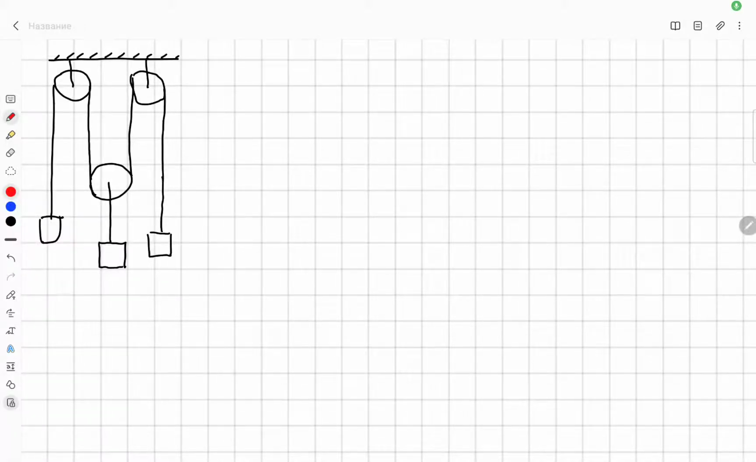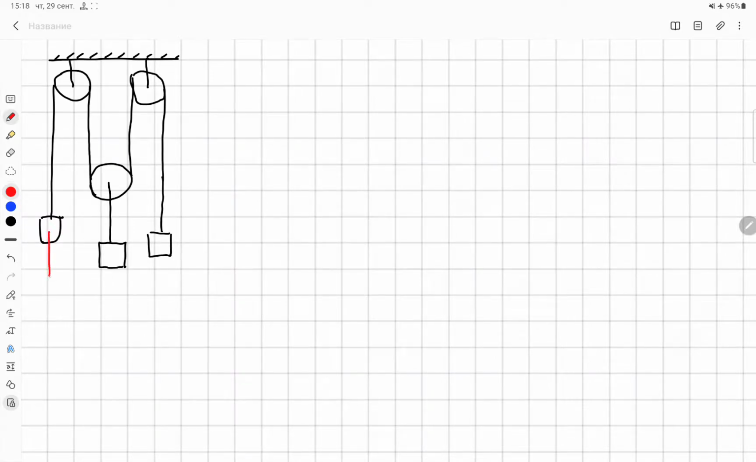Here we have a system as shown in this figure, and we need to find the acceleration of these three objects. So the first step is very simple. We should draw all forces acting on each object. Basically, we call it a free body diagram.